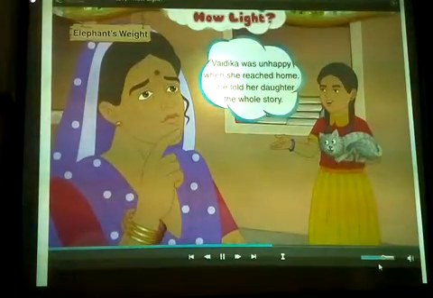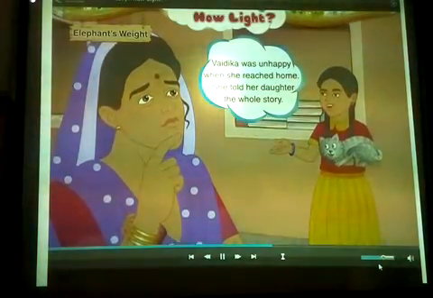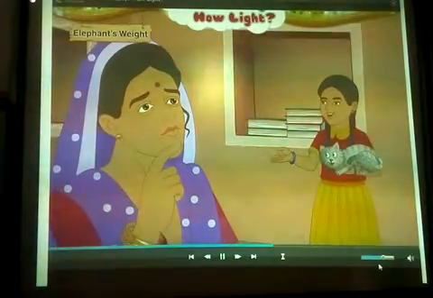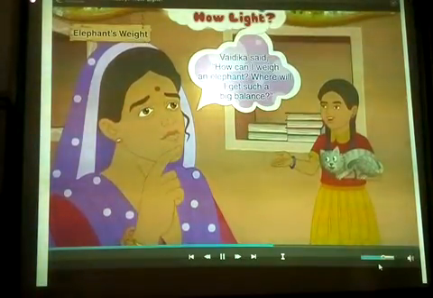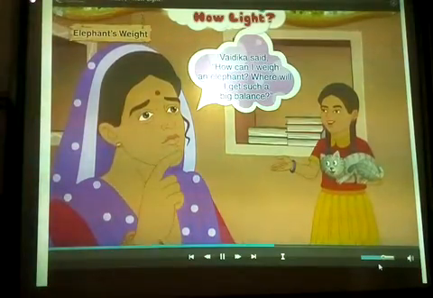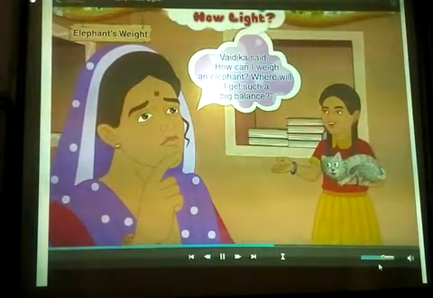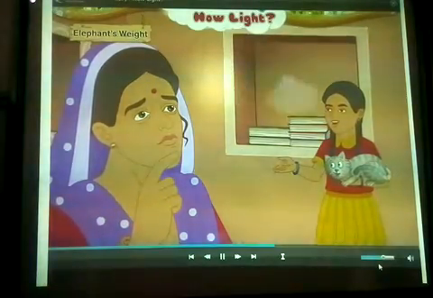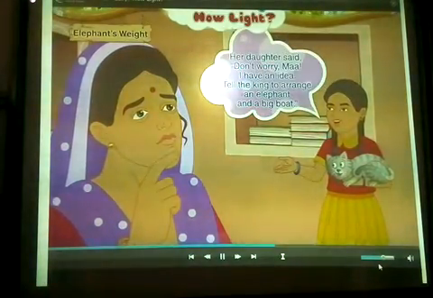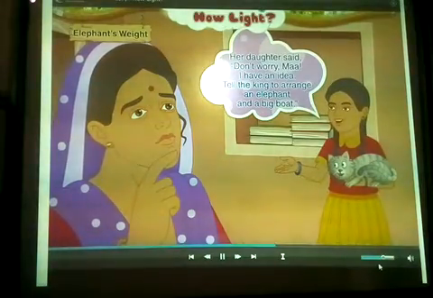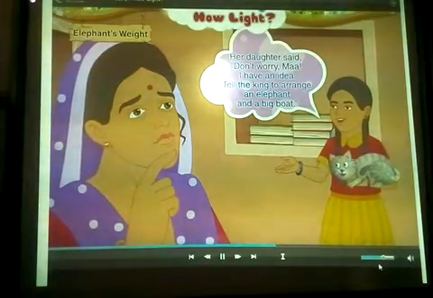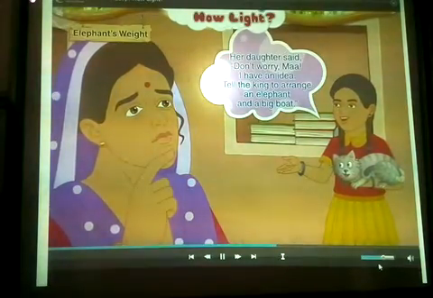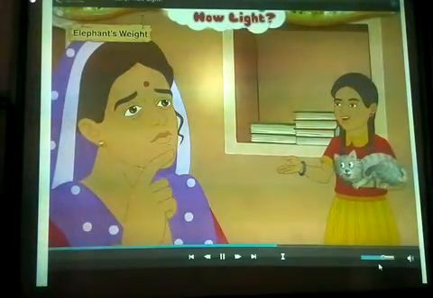Vedika was unhappy when she reached home. She told her daughter the whole story. Vedika said, "How can I weigh an elephant? Where will I get such a big balance?" Her daughter said, "Don't worry, Ma. I have an idea. Tell the king to arrange an elephant and a big boat."